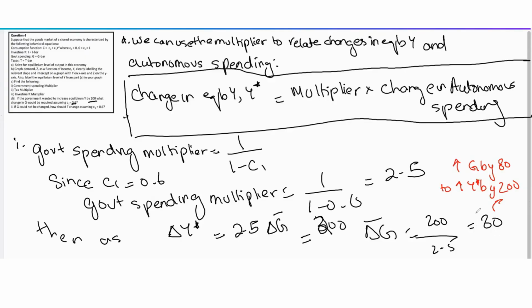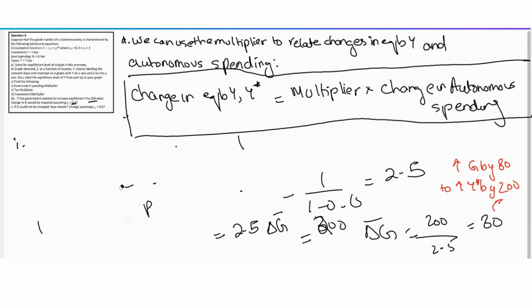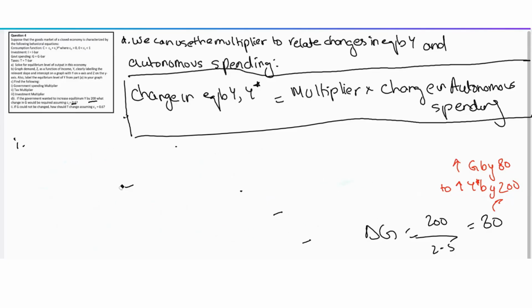Now, since any change in G will set a multiplier process in motion, the increase in G will be less than the required increase in Y, right? Because of the multiplier, you just need to increase G by 80 units to increase Y star by 200 units. Now, they're saying that if G could not be changed, how should T change to increase equilibrium Y by 200? So instead of the government spending multiplier, because you want to see the change in equilibrium Y star due to change in your taxes, autonomous taxes, lump sum taxes T bar, we'll use the tax multiplier here that we found in part C as well.